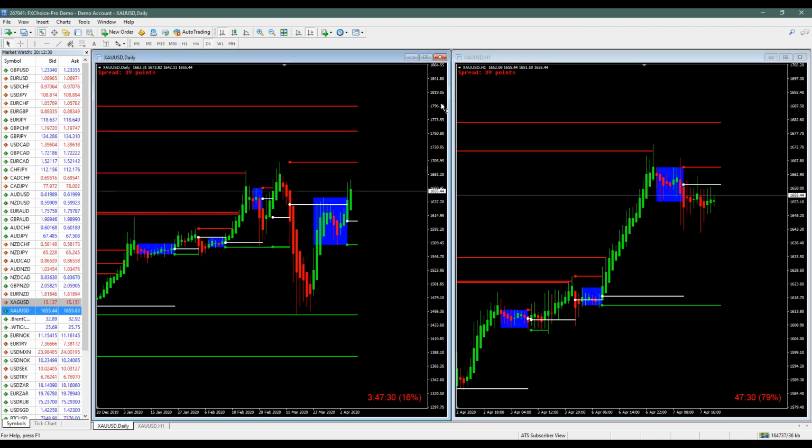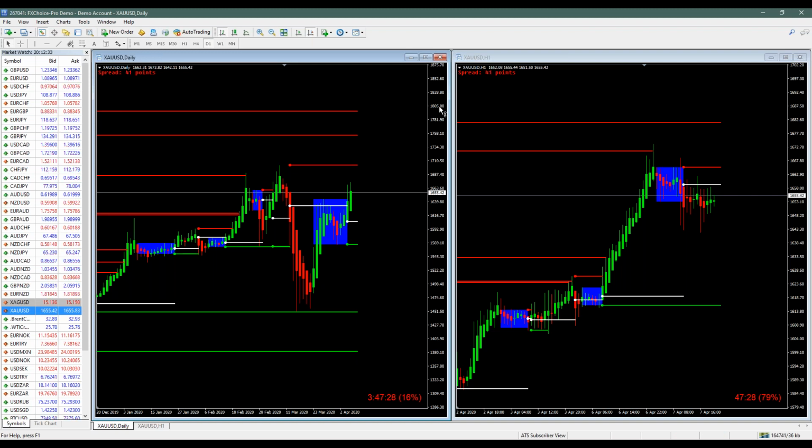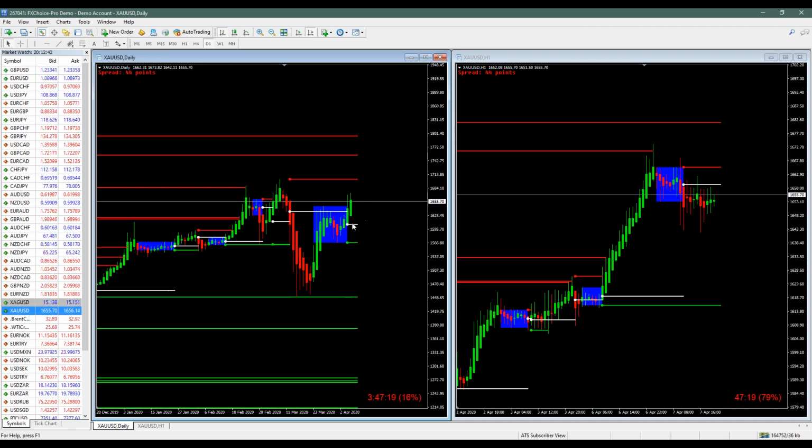But for any of you that are continually tracking gold, it's a pretty good one. Now it's starting to open up again, so it's a lot safer than it was for the last few weeks.